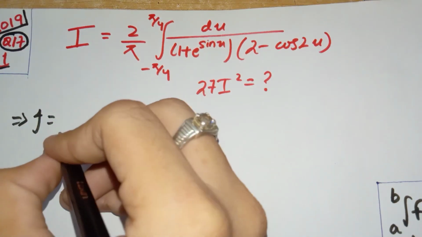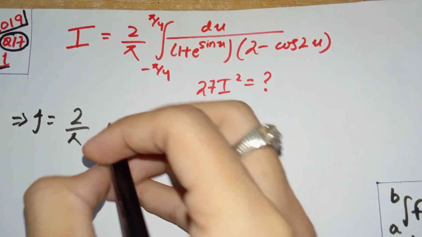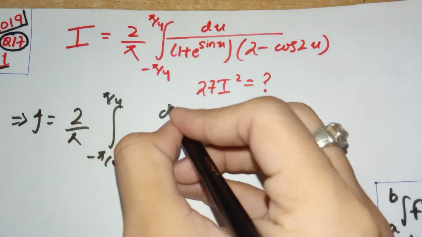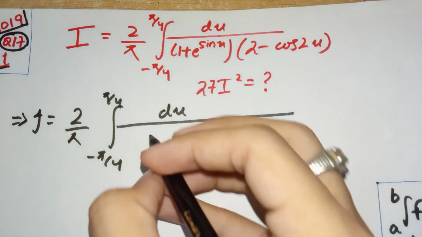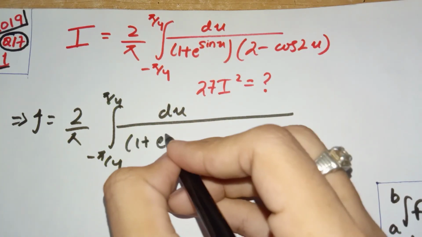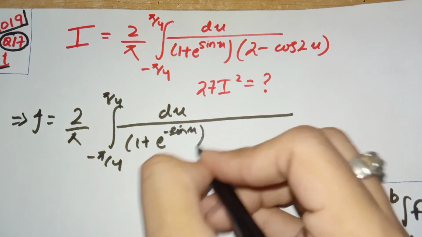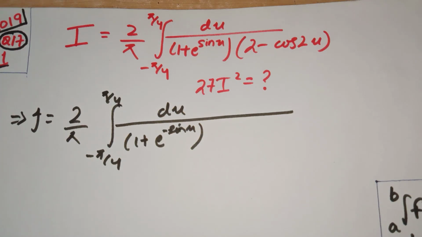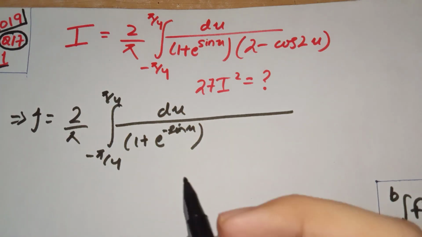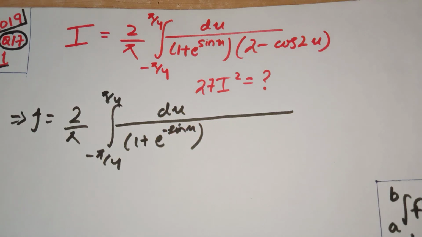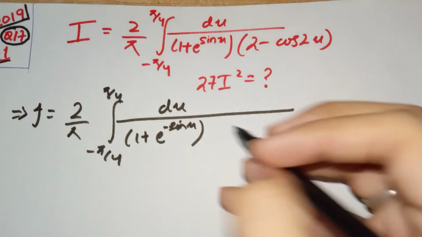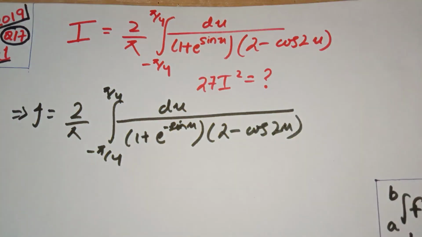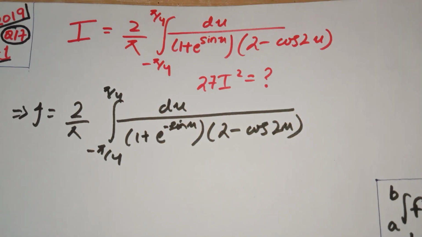I is equal to 2 by pi, integral from minus pi by 4 to pi by 4, dx remains as it is, and here 1 plus e to the power minus sin x. How? In place of x, we put pi by 4 minus pi by 4 minus x. So pi by 4 and minus pi by 4 cancel each other, and sin of minus x remains. Since sin is an odd function, we take the minus outside and it results in minus sin x. Similarly, for cos 2x, since cos 2x is an even function, there is no change in sign.